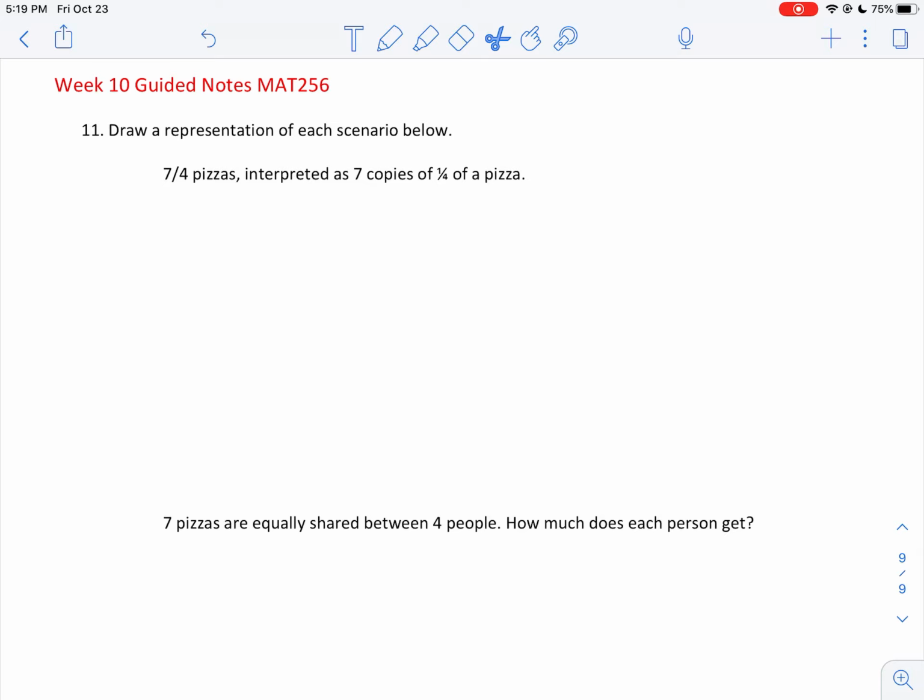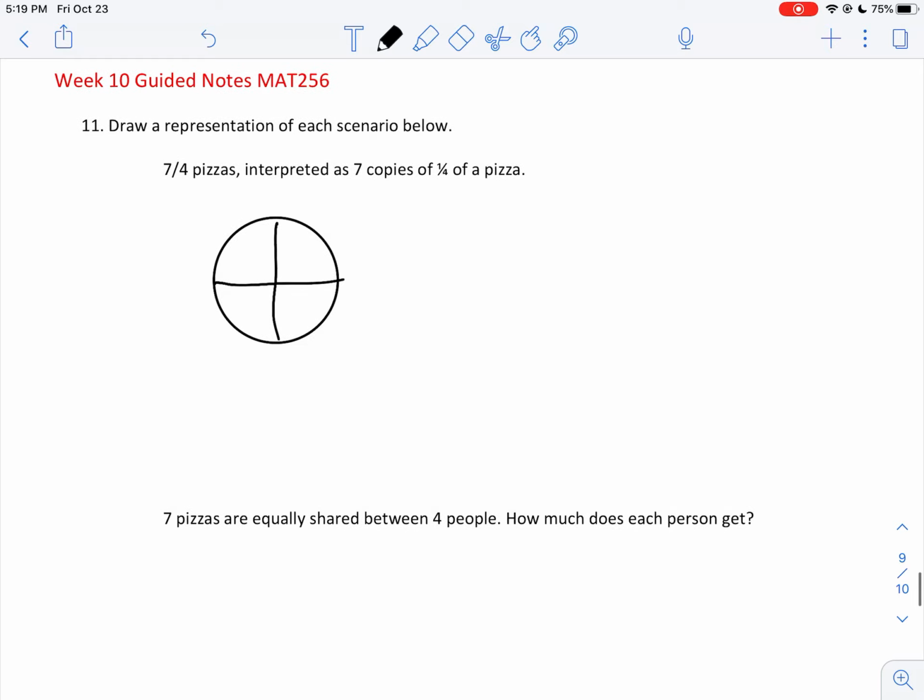And then our very last one, number 11: draw a representation of each scenario below. 7/4 pizzas interpreted as 7 copies of 1/4 of a pizza. Okay, so we have a pizza, and there's 4/4 of it, and then we have a last pizza. So 7/4, well, there's 1, 2, 3, 4/4 right there in this first one. And then I need 3 more fourths for this next piece. And so here's 7/4 of a pizza.